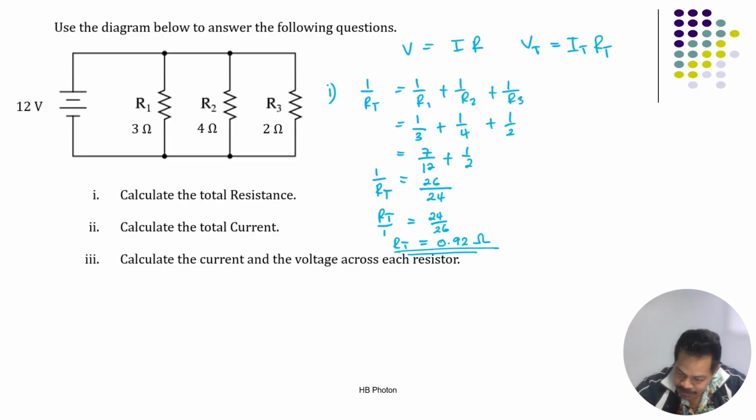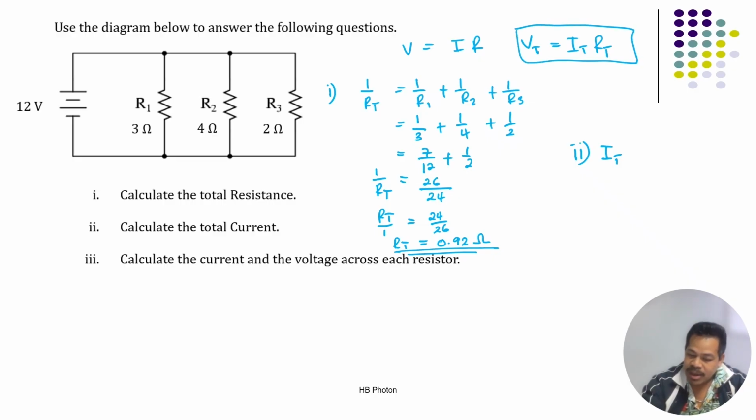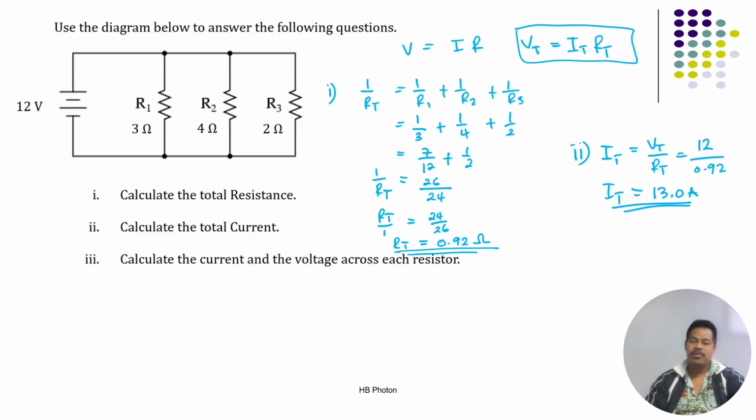The second part is the total current. And total current, IT, when you derive this formula, making IT the subject, is equal to VT, the total input voltage, divided by RT. When VT is 12 divided by RT of 0.92, IT is equal to 13.04. So in one decimal place, 13.0 ampere. So this is the total input current.